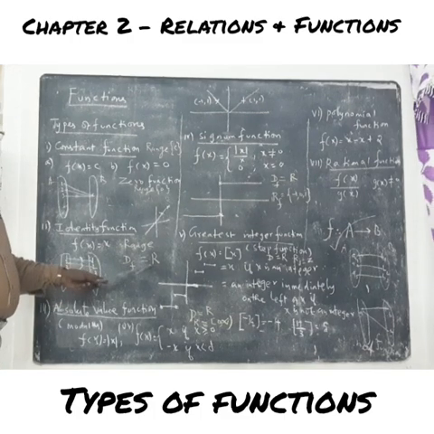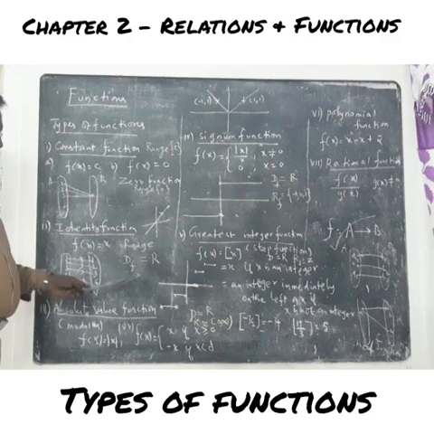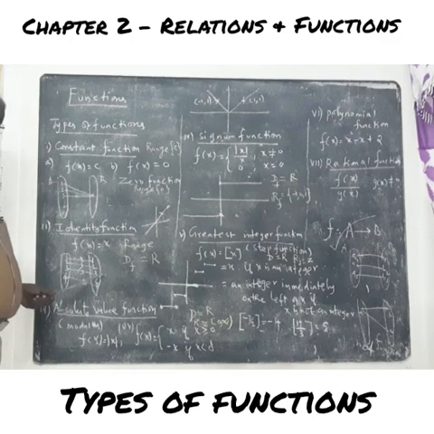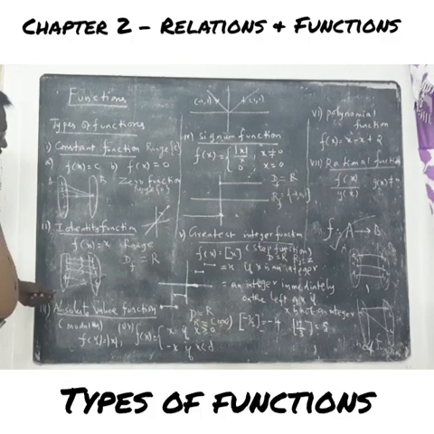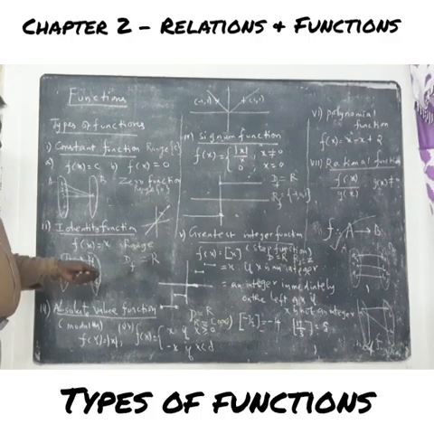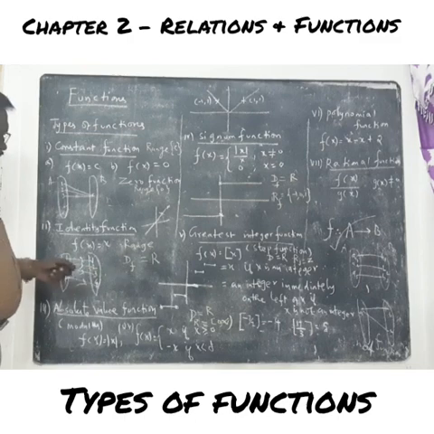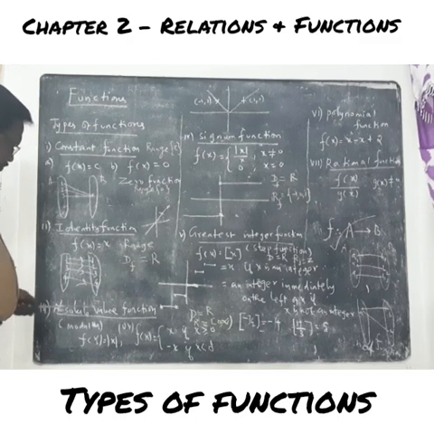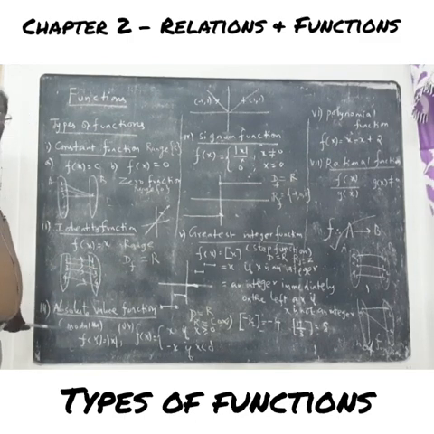What is the range? That is the real function. Domain is R. The range is the same R. Domain and the range are equal. The domain is equal to the range set. So that is called identity. Okay. Absolute value function or modulus function.